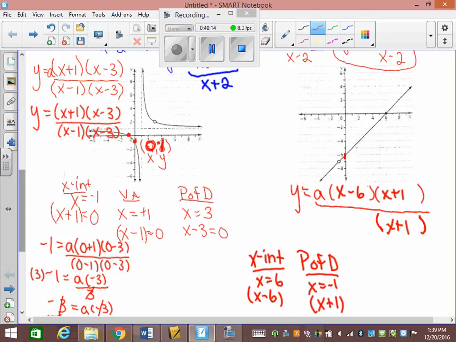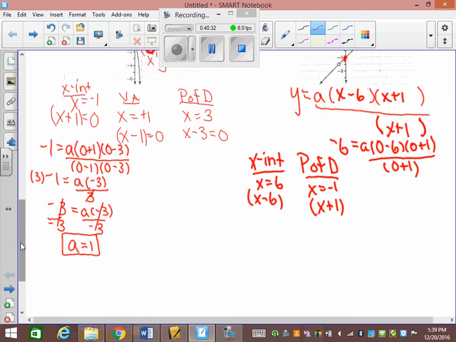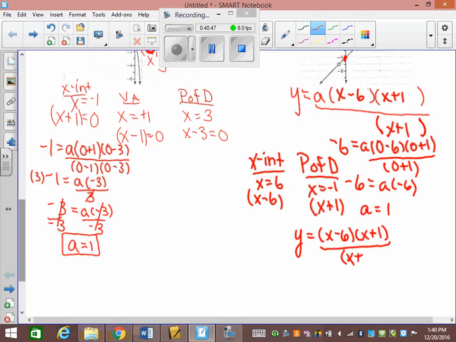So I'm going to use, what is that, 0 and -6, sorry. So -6 equals A times 0 minus 6 times 0 plus 1 over 0 plus 1. -6 equals A times -6 over 1. Divide by -6, A equals 1. So I get y equals x minus 6 times x plus 1 over x plus 1. Okay?